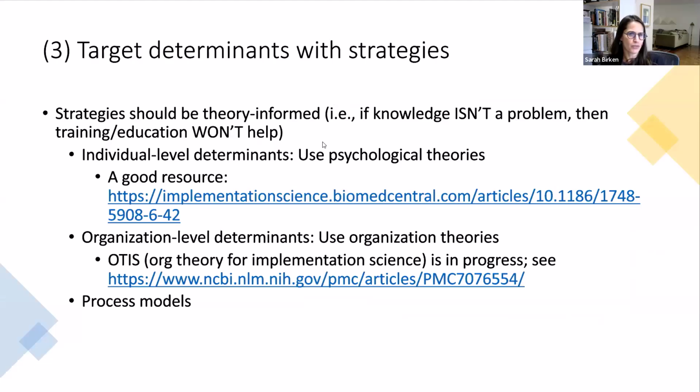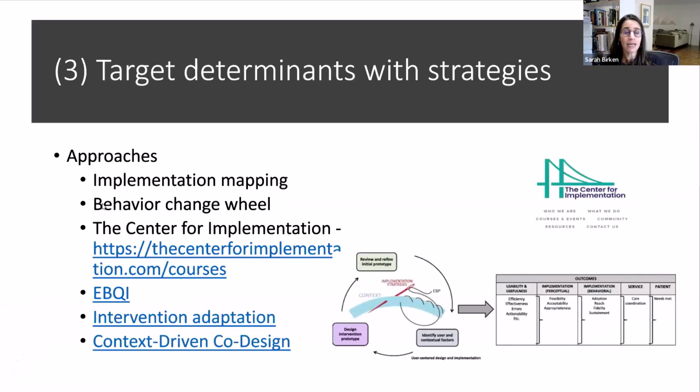Okay. So how do you choose those strategies? I talked you through the application of an organization theory. There are also psychological theories, and I think this is a link. I'm happy to share my slides on the application of the theoretical domains framework. If you're using the theoretical domains framework, the behavior change wheel is a tool that maps from the determinants listed in the theoretical domains framework onto behavior change strategies. Beautiful. Context-driven co-design is the method that is used in the study that Shelley mentioned.